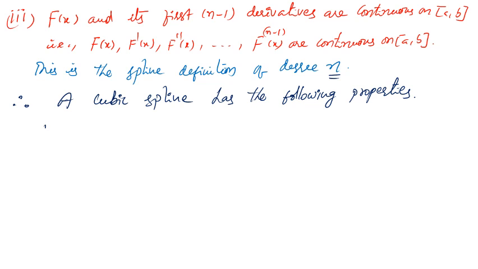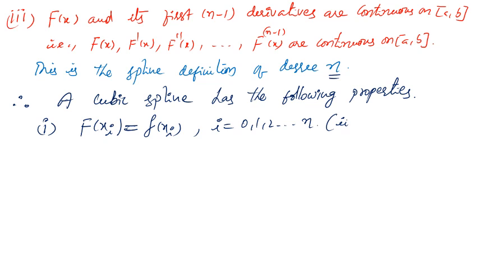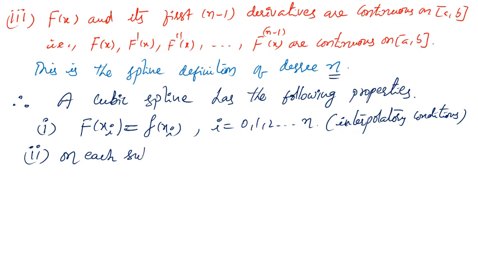What are the properties? As usual, same. First condition is what? Capital F of xi is equal to small f of xi for all i equal to 0, 1, 2 and so on, n. What are these conditions? I already told you, interpolatory conditions. And the second condition is what? On each subinterval, what is the subinterval? xi minus 1 comma xi, where i lies between 1 and n inclusive.